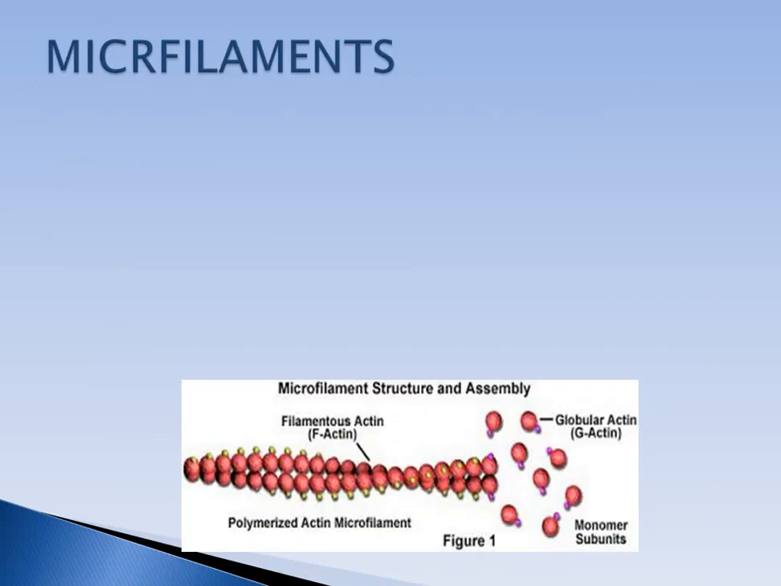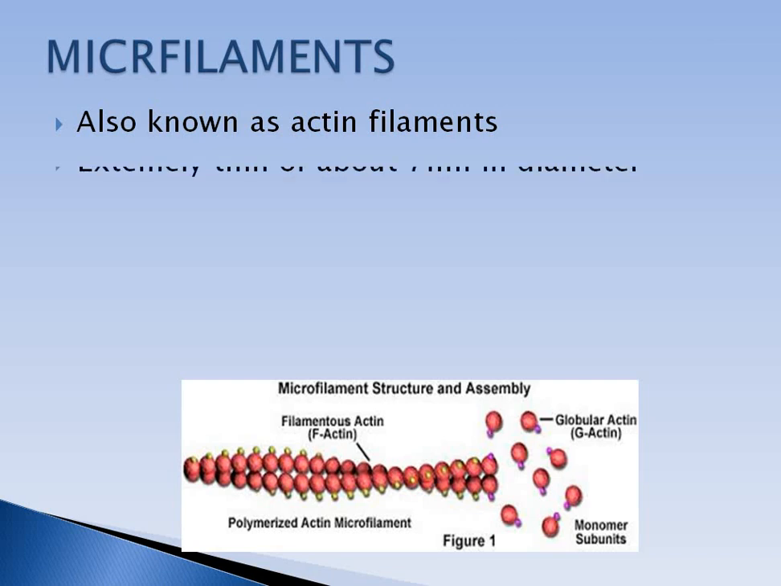Now the first one is microfilaments. Microfilaments are made up of a protein that is called actin. That's why they are also known as actin filaments. They are very thin, of about 7 nanometer in diameter.